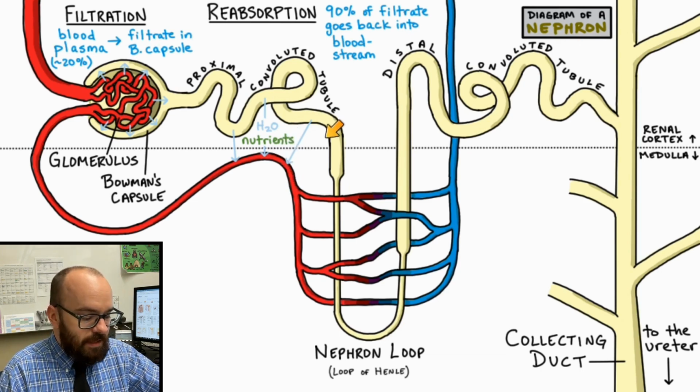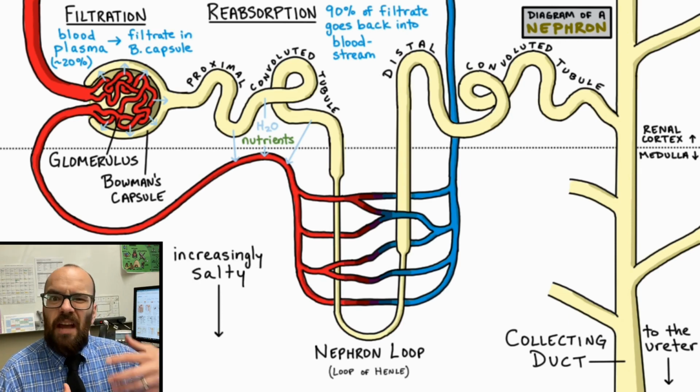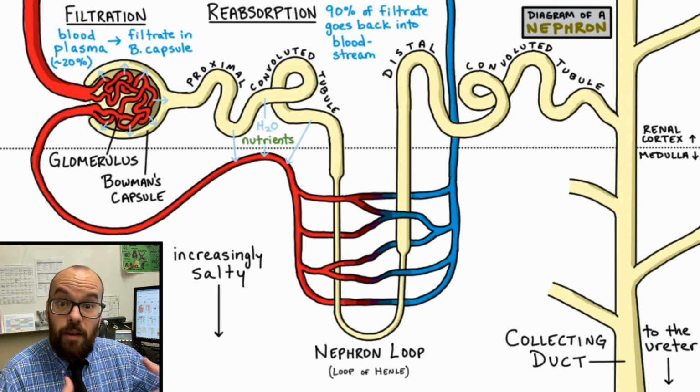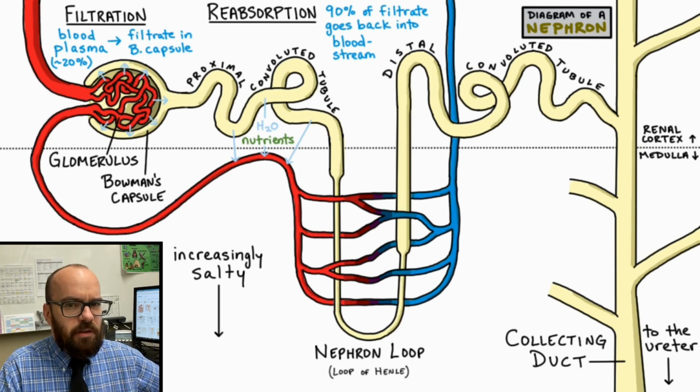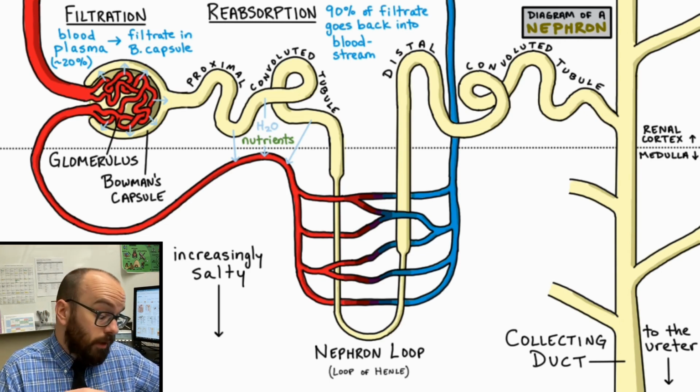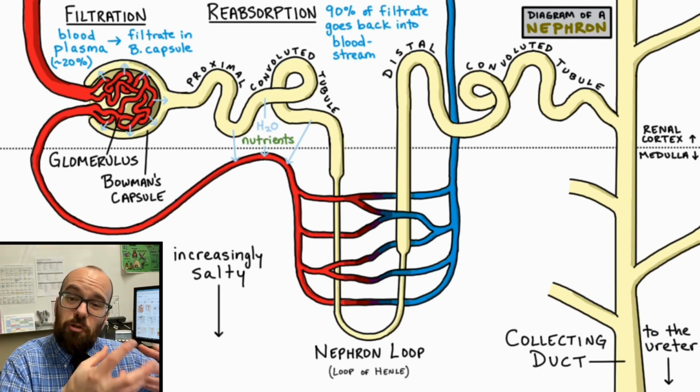And then as this nephron loop descends down into the medulla, it's going to get increasingly salty. In other words, it's going to have a lot more sodium, it's going to have a lot more chloride and other ions in that area. We're going to talk about how the medulla got so salty in just a minute, but for now, know that this is very salty. It's a lot more salty as we descend down into the medulla. And what salt does is it essentially attracts water.